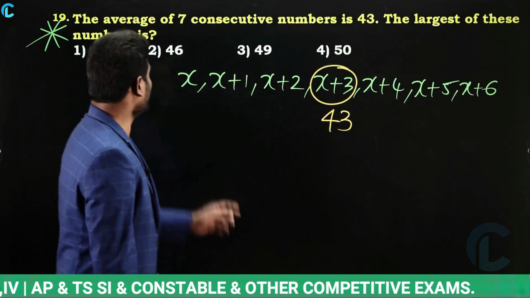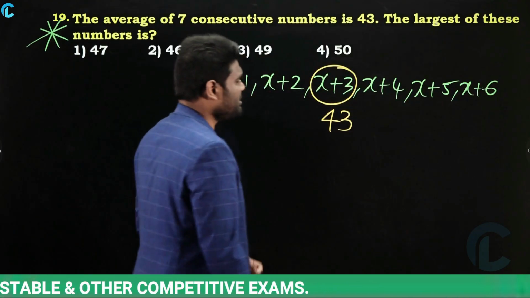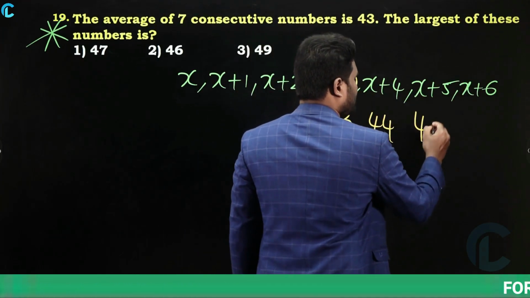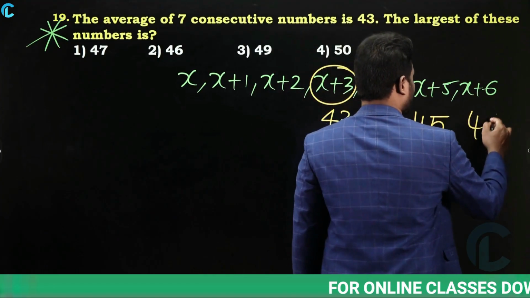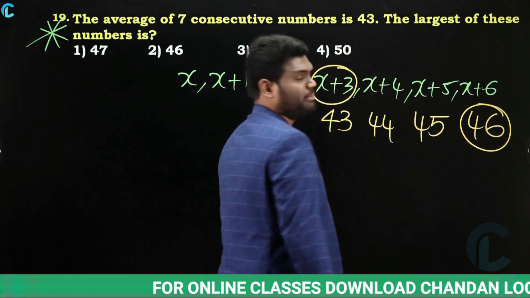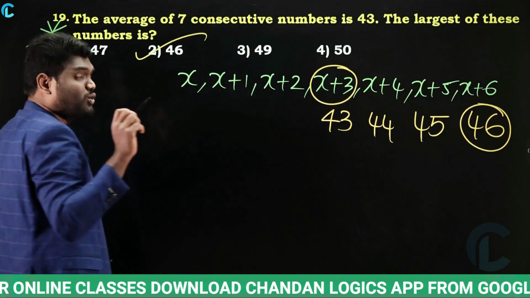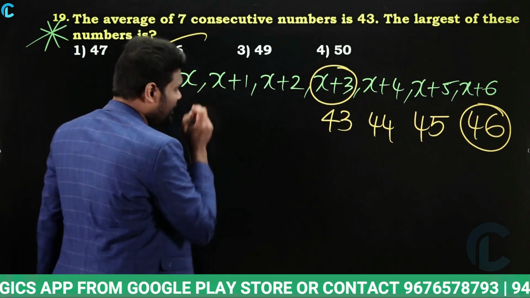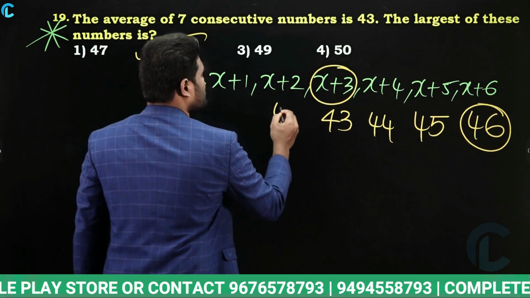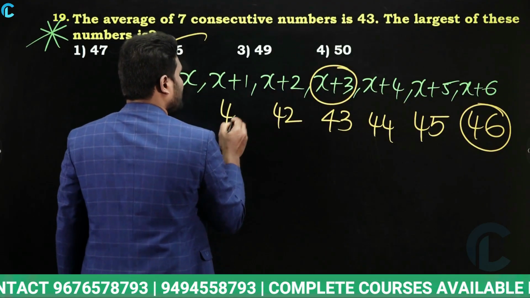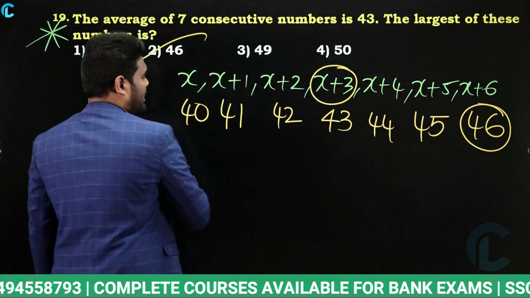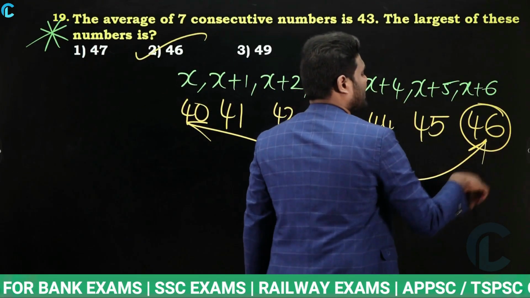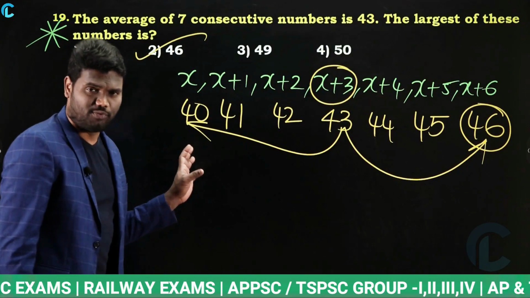Now this number is nothing but 43. You are asked to find the highest number. If this is 43, the next is going to be 44, then 45, and then 46. So I can say that the highest number is nothing but 46. Now, if they ask us to find the smallest number, if this is 43, the previous is going to be 42, then 41, and then 40. If the question is about the highest number, the answer is 46. If it is the smallest number, the answer is 40.